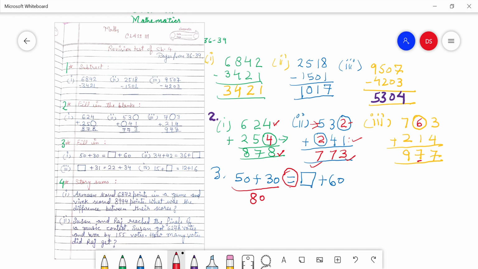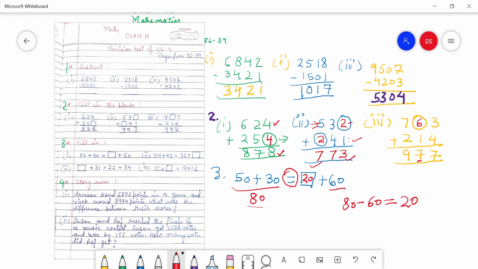And on the other side, one number is given, that is 60. And we have to make it 80. As I told you, the number before the equal to sign and after the equal to sign should be the same. So in this way we will balance the equation. Here we have 60 and on the first side 50 plus 30, this is 80. So we have to make 60 also 80. To make 60 into 80, there is a need to add some number, and which number do we need to add? We will subtract 60 from 80 to get the number. This is 20. So here it is 20.